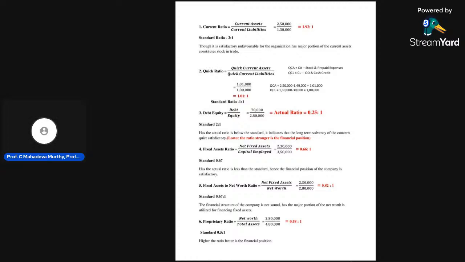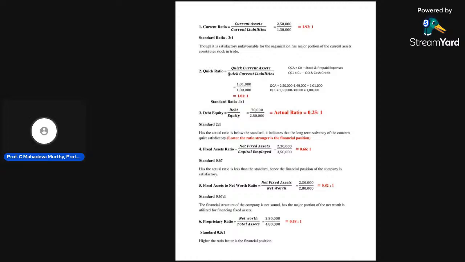What do you mean by quick current liability or quick current assets? See here, quick current assets is equal to current assets minus stock and prepaid expenses. This is most important. If you deduct the stock and prepaid expenses from current assets, you will get quick current assets. Quick current assets are easily converted into cash.